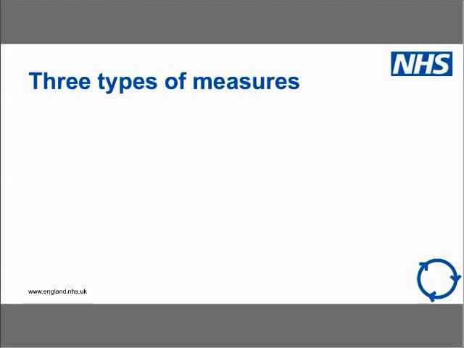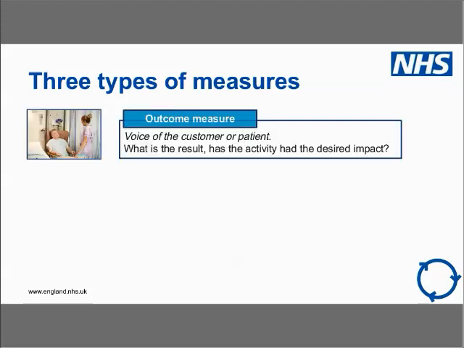So we've got 3 types. Outcome measures, which is typically characterized by the voice of the customer or the patient, or in improvement project terms, what's the result that we're trying to achieve, and what's going to tell us if it's had that impact.